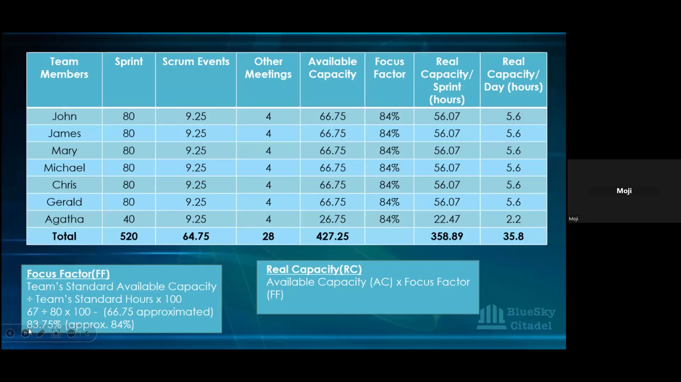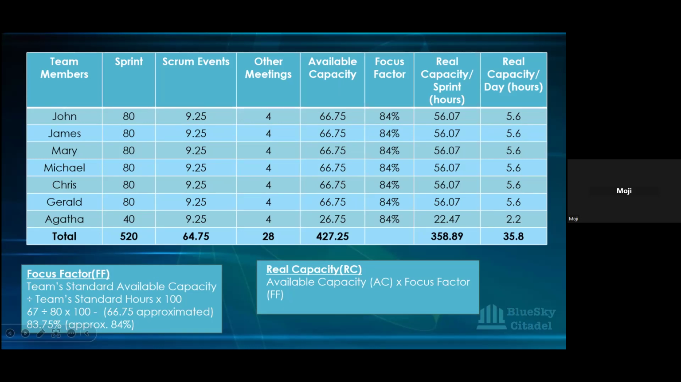Okay, so I said I was going to show us another one where nobody took any time off. So you can see here, there was no bank holiday. There was nobody taking any half day, full day off. So everybody has 80, 80, 80 all through. But we're still going to deduct our Scrum events and other meetings. So we're still going to use the same hours we have for the other one. So by the time you deduct that, everybody has the same available capacity. Remember, nobody took any time off. And when you work the focus factor with that, you have 66 here, we just approximate it to 67, divided by 80, which is the standard hours they've been employed, times 100.